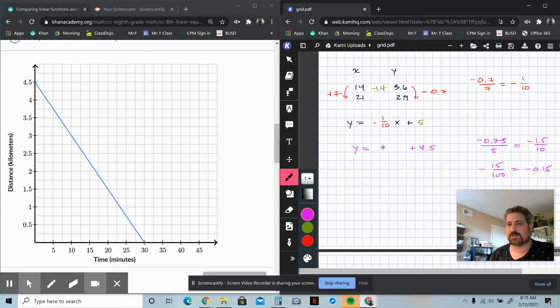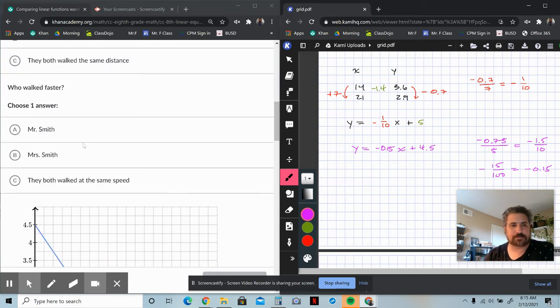So basically, this graph is showing that she started closer to home, and she also is, or I don't know if it's she or he, but the second person is starting closer to home and walking faster. So their equation is going to win both of these battles, I think. So let's just put that in. All right, so this is our equation for this blue line here. So now we can answer our questions.